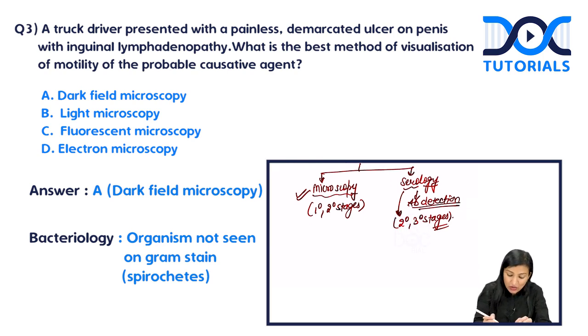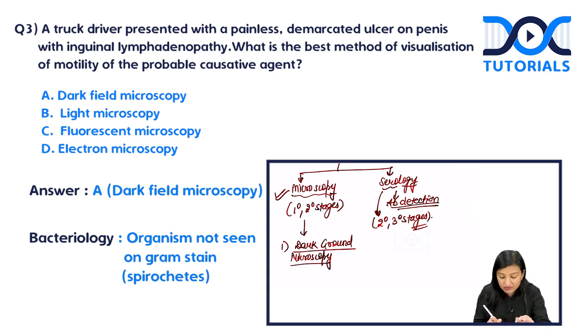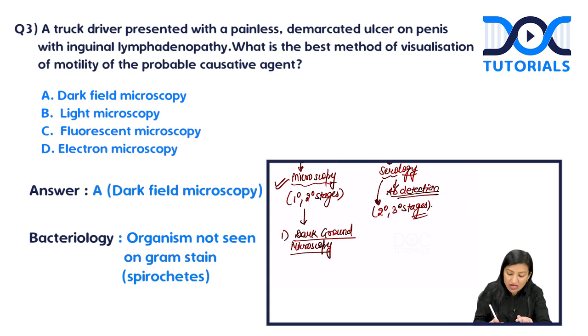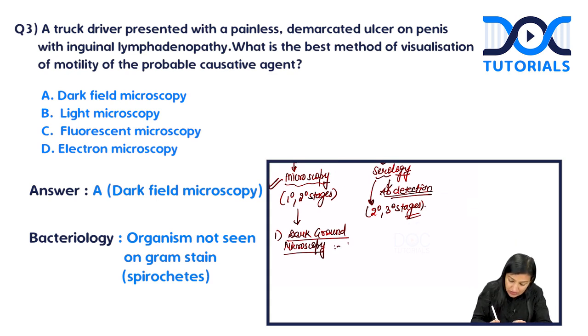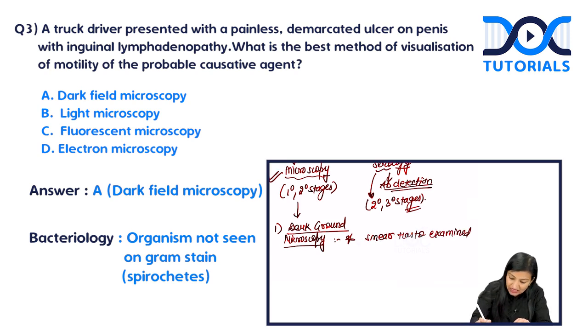So as far as microscopy is concerned, number one, as we know, dark ground microscopy can be done, but again, dark ground microscope is not available everywhere, and that is one problem with it. Another disadvantage of dark ground microscopy is that the specimen or the smear has to be examined immediately, otherwise the organisms will die.